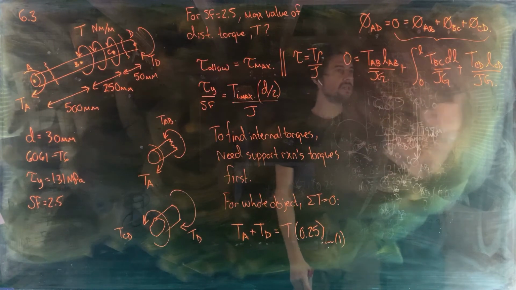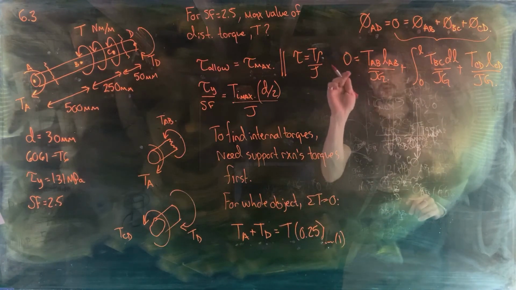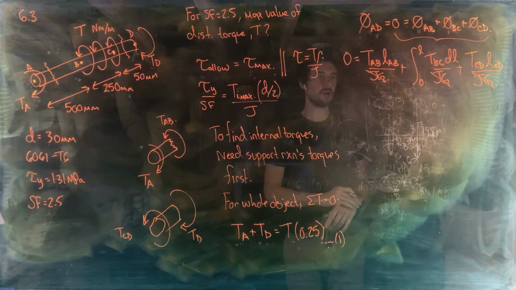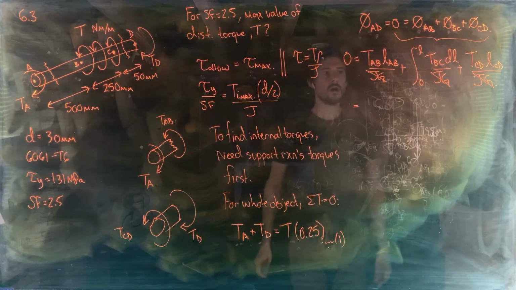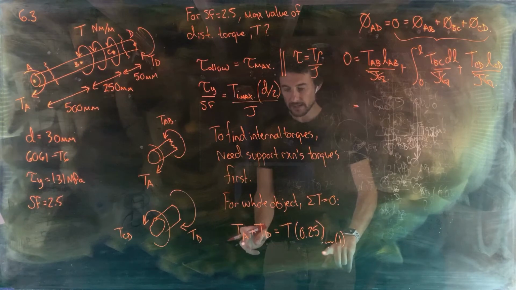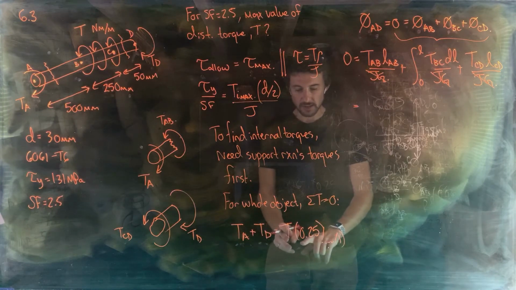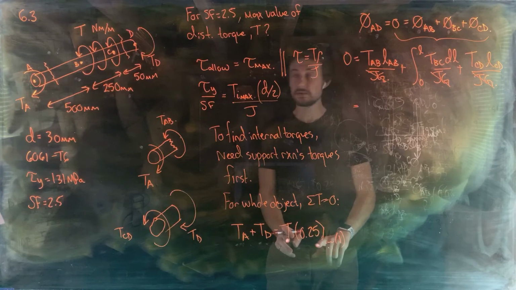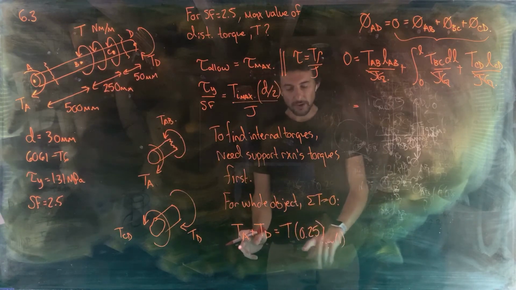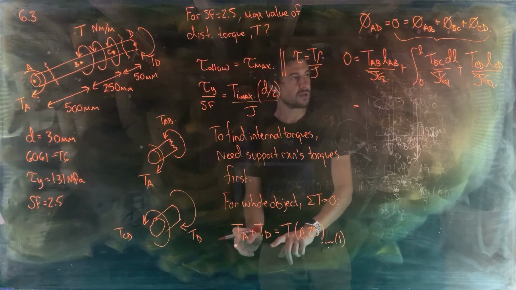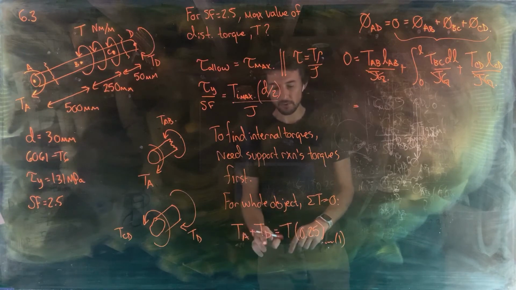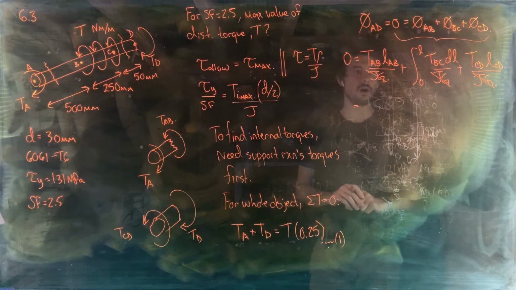Now we've got JG in the denominator of each term and a 0 on the other side, so we can multiply both sides of the equation by JG and get rid of those. So now, again, we had one equation that had TA and TD in it, and T on the other side, T being our distributed torque. If we could get a second equation that had the support reactions in it, then we might have enough to solve for both of those in terms of our applied torque T.